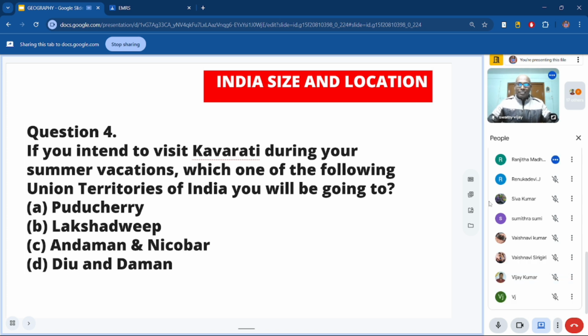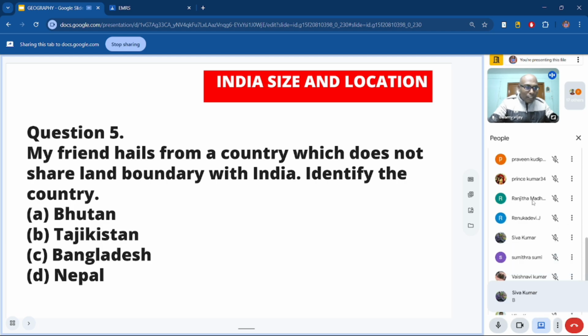Ranjita Madhavan. Good evening, ma'am. Please read. If you intend to visit Kavarati during your trip, which one of the following union territories of India will you be going to? Option A, Puducherry. Option B, Lakshadweep. Option C, Andaman and Nicobar. Option D, Diu and Daman. Right. So, Kavarati is the capital of Lakshadweep. So, if you want to visit Kavarati, you have to go to Lakshadweep. Correct. Next question after Ranjita Madhavan.